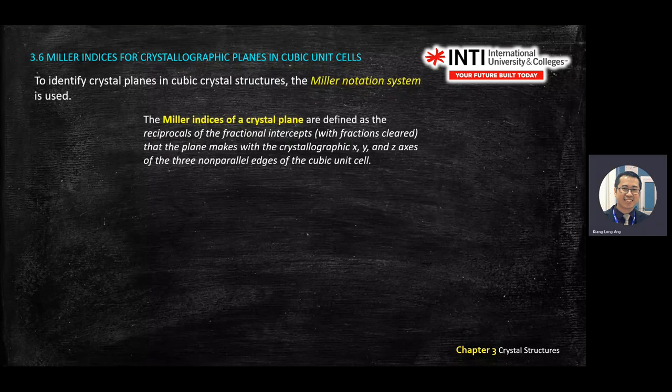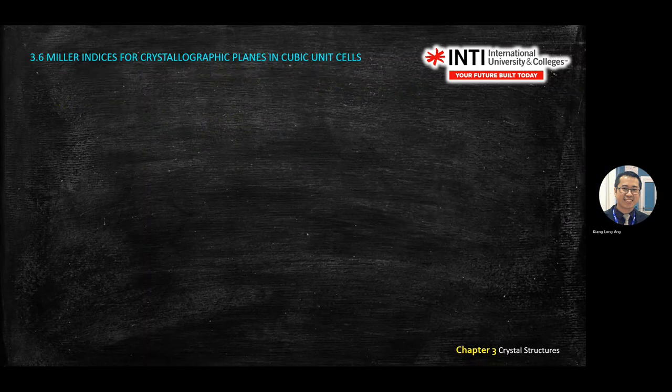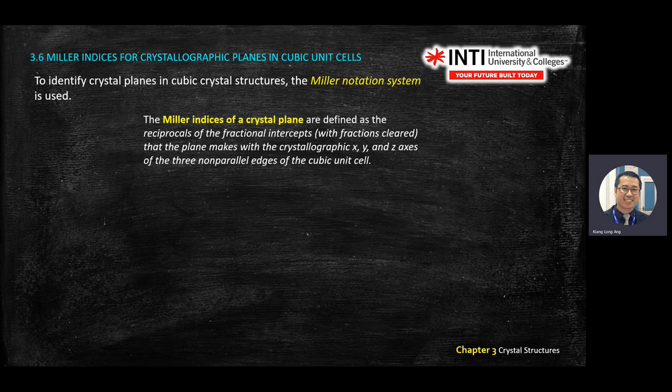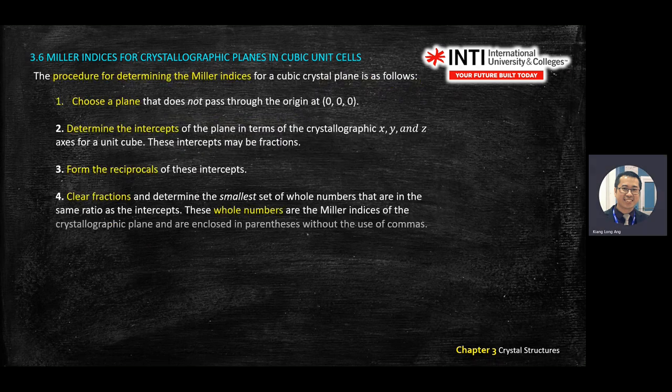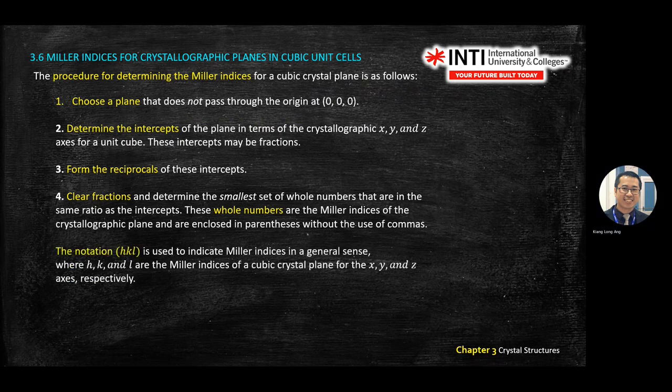Next one is called plane. Plane, we use a scientist name, Miller notation system, where you use plane. So there are a few steps to do it. Again, I go very fast, right? So we will have all these steps. Step one, do what? Step two, do what? Step three, do what? Step four, do what? And at the end, you give one notation. Miller notation, right?